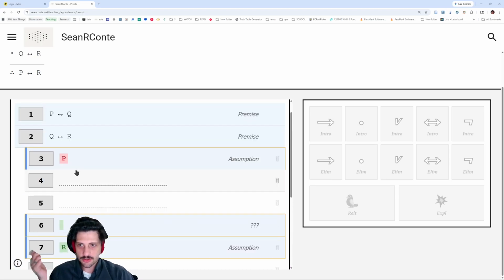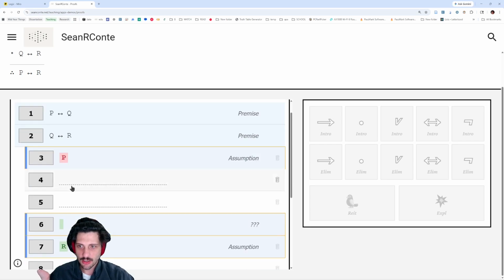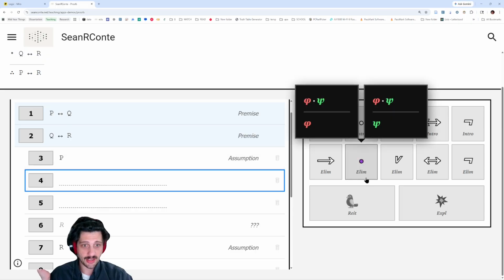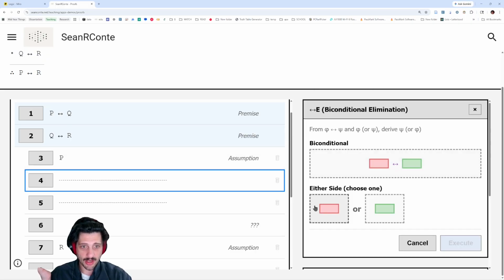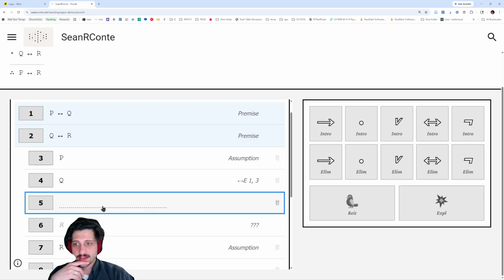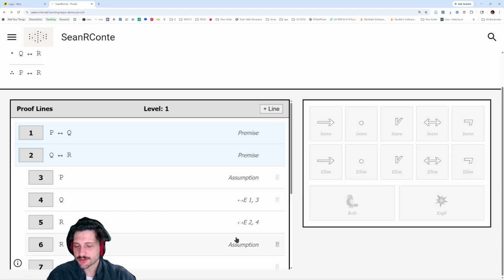So first, we need to get from P to R. What I'm going to do is just a classic biconditional elimination. Here's my biconditional. In this case, I have the left-hand side, and that gives me the right-hand side. Similarly, now that I have Q, and I have Q if and only if R, I can do another biconditional elimination, and from Q if and only if R and the fact that Q is true, R has to be true.